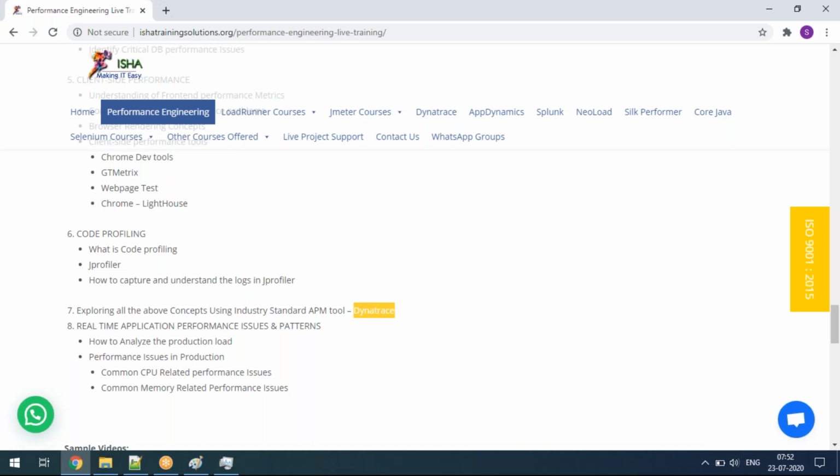Yes, Srinivas, I have a question. What is the difference between Perfmon, Nmon, and Dynatrace?